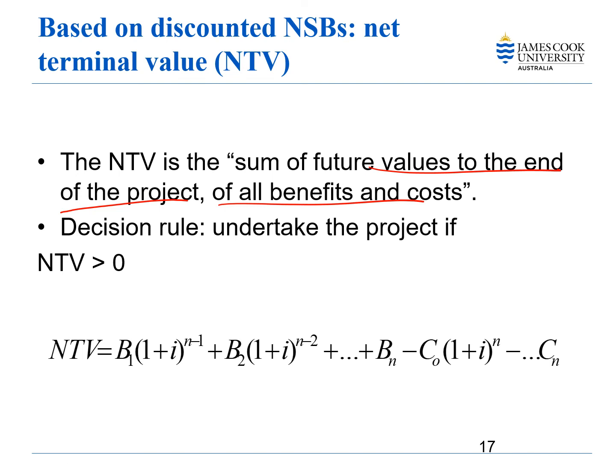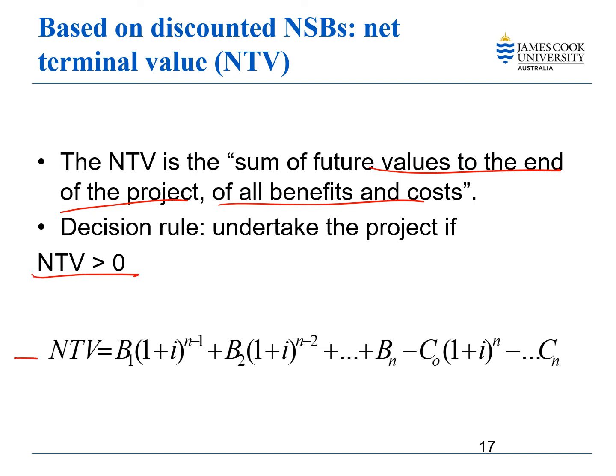Okay, so NTV, net terminal value. The decision rule is similar to NPV. We are going to say that a project is efficient if the NTV is positive. It's inefficient if the NTV is negative. And by the way, in doing so, we are also implicitly applying the Kaldor-Hicks criterion.